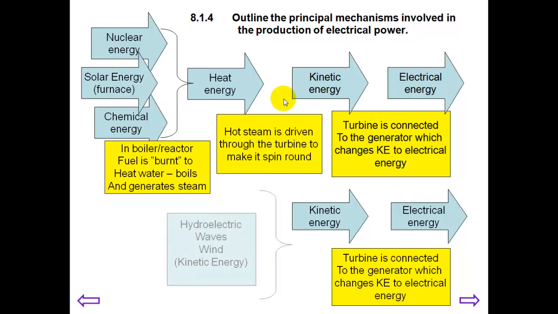On the other hand, sometimes you have hydroelectric, waves, or wind. These are already kinetic energy, so there's no heating that needs to take place. These are already kinetic energy in these forms. They turn into the kinetic energy of the turbine, which turns into electrical energy.